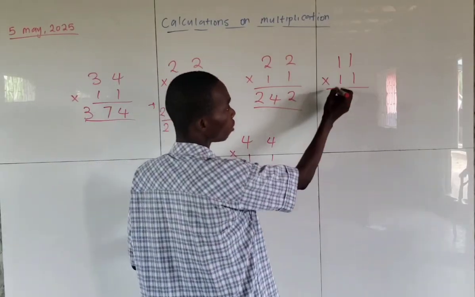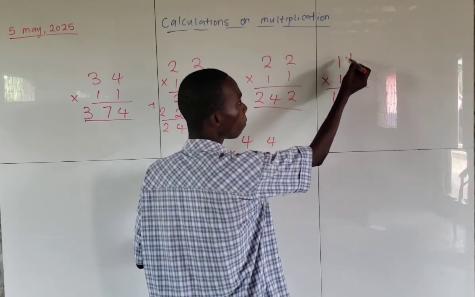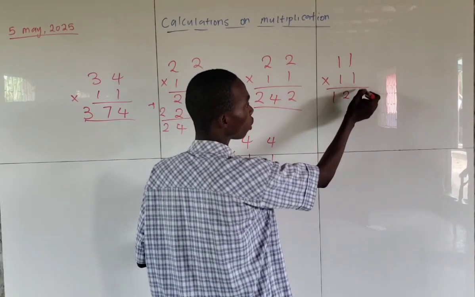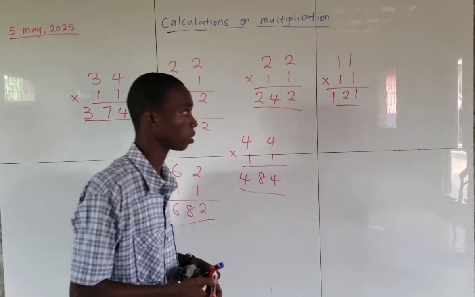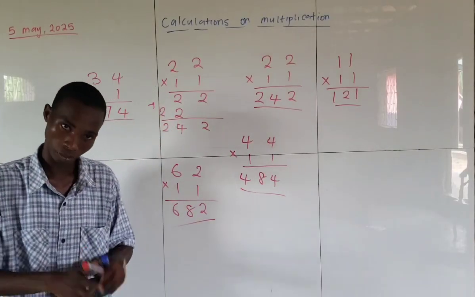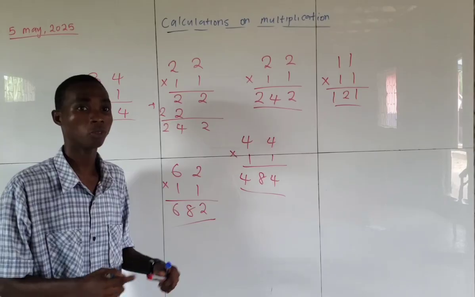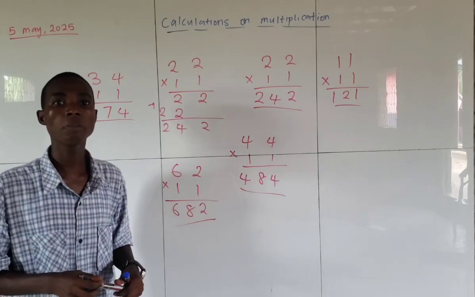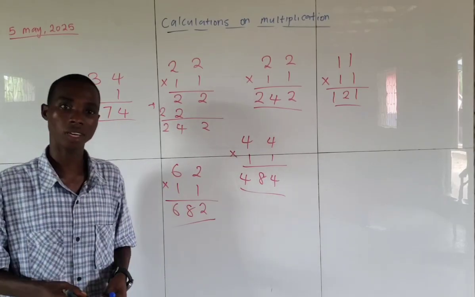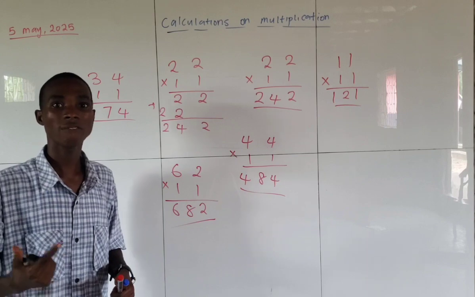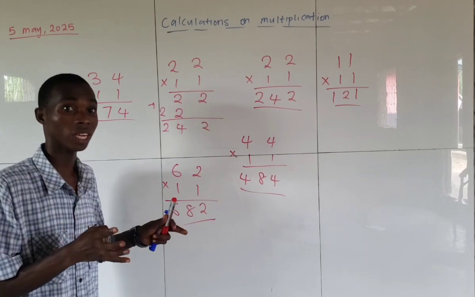Now, this 1 here is coming down. And then 1 plus 1 is giving us 2. And then this other one is coming down. So you are seeing that 11 times 11 is giving us what? 121. So that is it. This basic trick, when multiplying by 11, will make you very fast in calculating. You'll be calculating like a calculator.